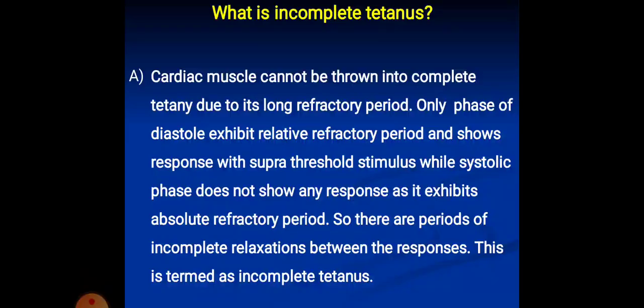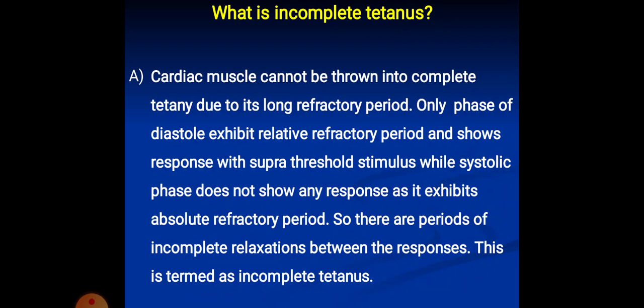Now what is this property of incomplete tetanus? Heart muscle should not tetanize, you already know. Skeletal muscle does tetanize, but heart muscle should not tetanize. So what exactly is this saw-shaped structure which you are getting on this graph? This saw-shaped structure is actually called incomplete tetanus. Cardiac muscle cannot be thrown into complete tetany due to its long refractory period. Only the phase of diastole exhibits relative refractory period and shows some response with suprathreshold stimulus, while the systolic phase does not show any kind of response as it exhibits absolutely refractory period.